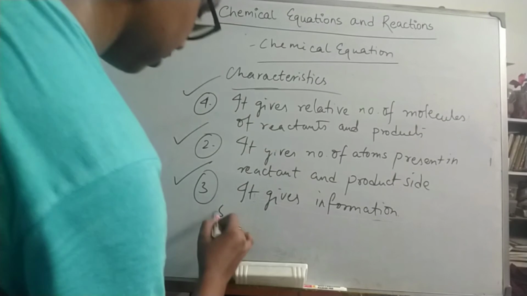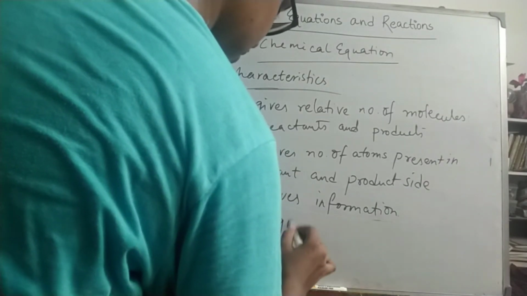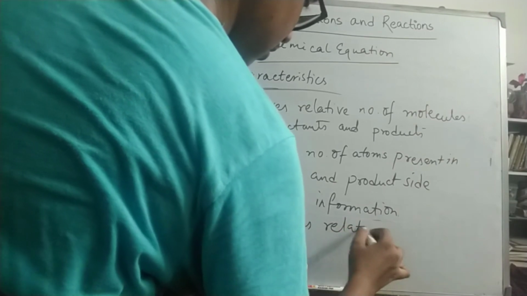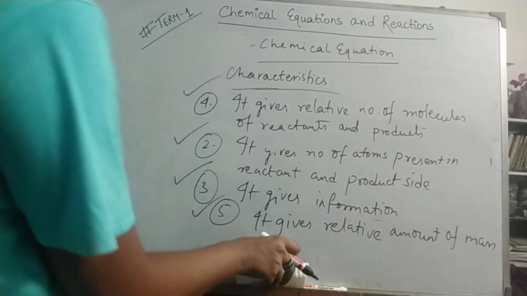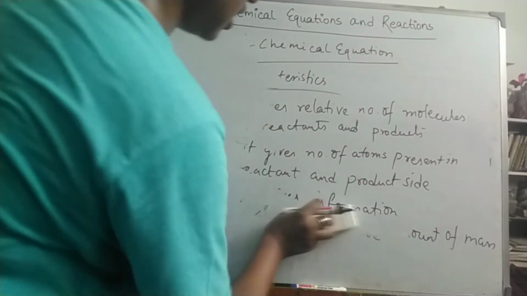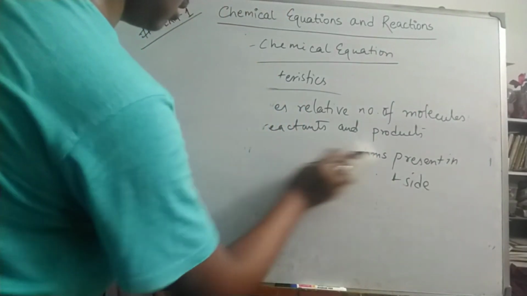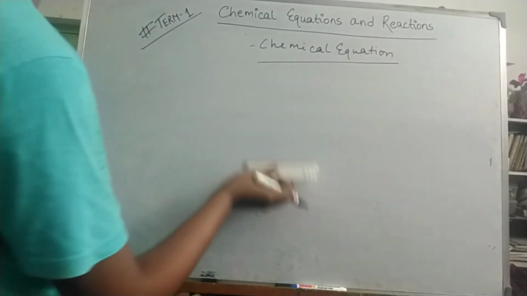And the last and final point is it gives the relative amount of mass. That is also true. So we have proved with the characteristics that everything is true, but there are also some limitations of this chemical equation or reaction, whatever you say.